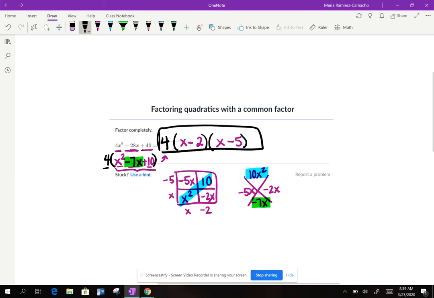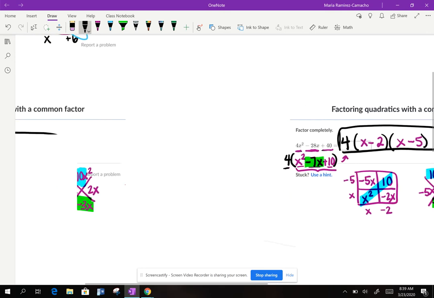Okay, so it's like what we've been doing, except we're just factoring out a common factor first, a number that goes into all of the terms. This is going to make our lives a little bit easier. If you try to factor without taking out that common factor first, you're going to be working with big numbers. It's going to be a little bit difficult. Okay.